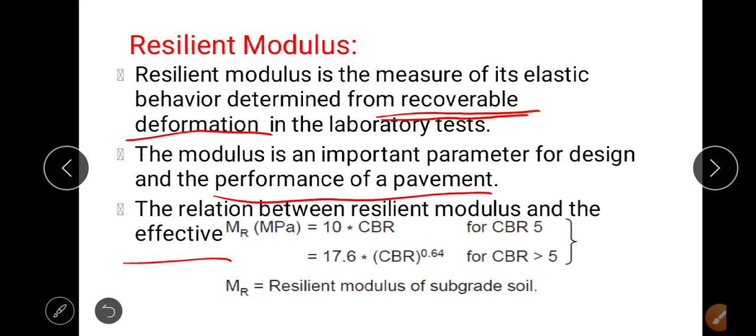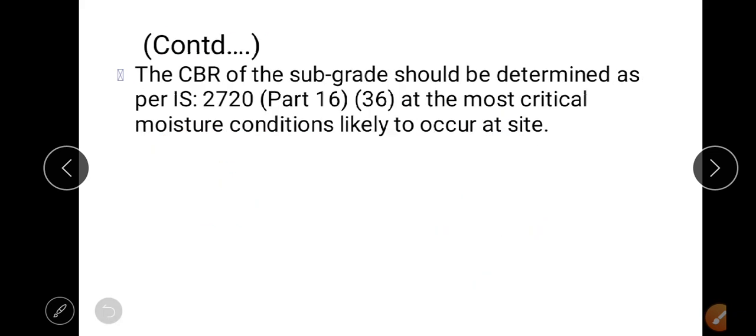If the CBR value exceeds 5, then the effective resilient modulus is equal to 17.6 multiplied by CBR to the power of 0.64. MR is the resilient modulus of the subgrade soil. The CBR of the subgrade should be determined as per IS 2720 Part 16 at the most critical moisture conditions likely to occur at the site.